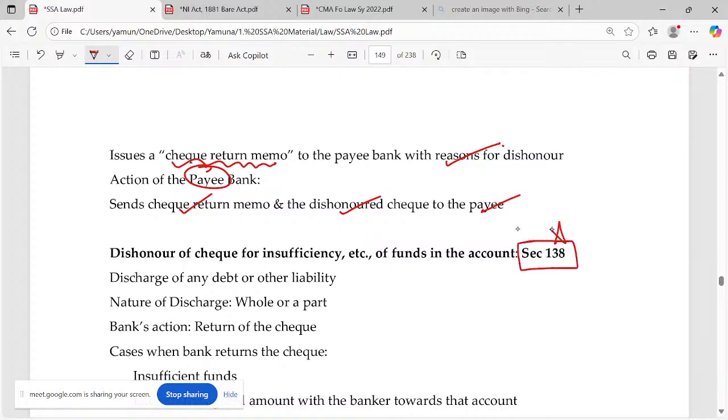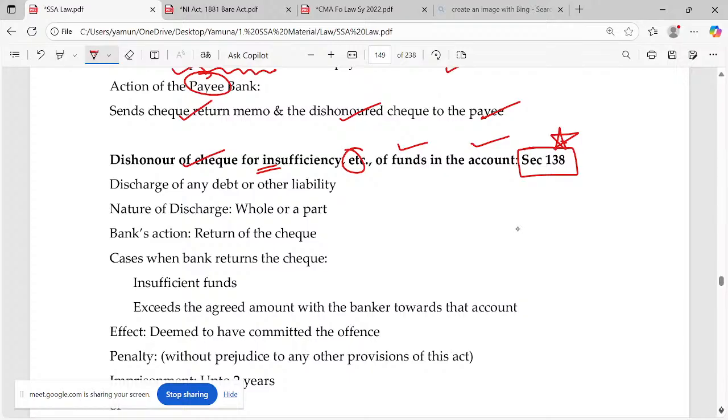This is a very, very important section. Dishonor of check for insufficiency, etc., of funds in the account. Why are you dishonoring the check? You are trying to discharge any debt or any other liability, either in full or in part. Bank, what will the bank do? It has to return the check. When? See, dishonoring of the check, returning the check, when?